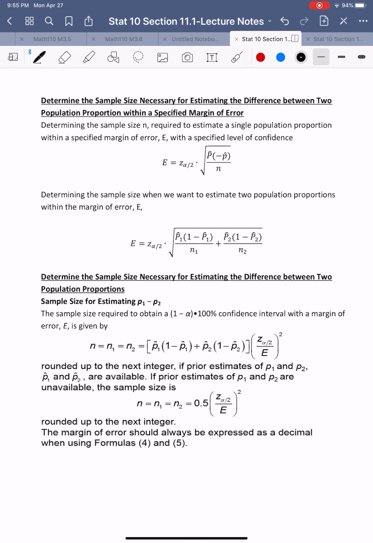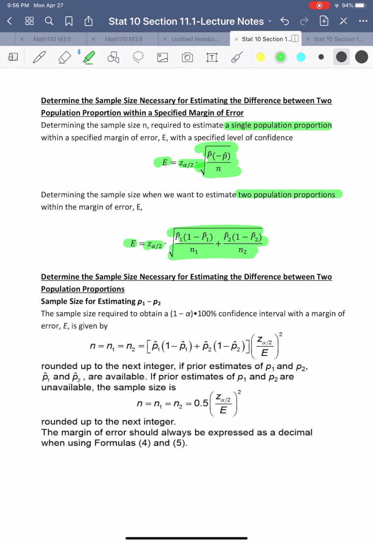And also the next problem, determine the sample size necessary for estimating the difference between the two population proportions within the specified margin of error. So to determine the sample size n required to estimate a single population proportion within a specified margin of error E with a specified level of confidence, we are using these parts, okay? And then determine the sample size when we want to estimate the two population proportions with the margin of error was this one, okay? So this is for the single population proportion, and now it is going to be two population proportions.